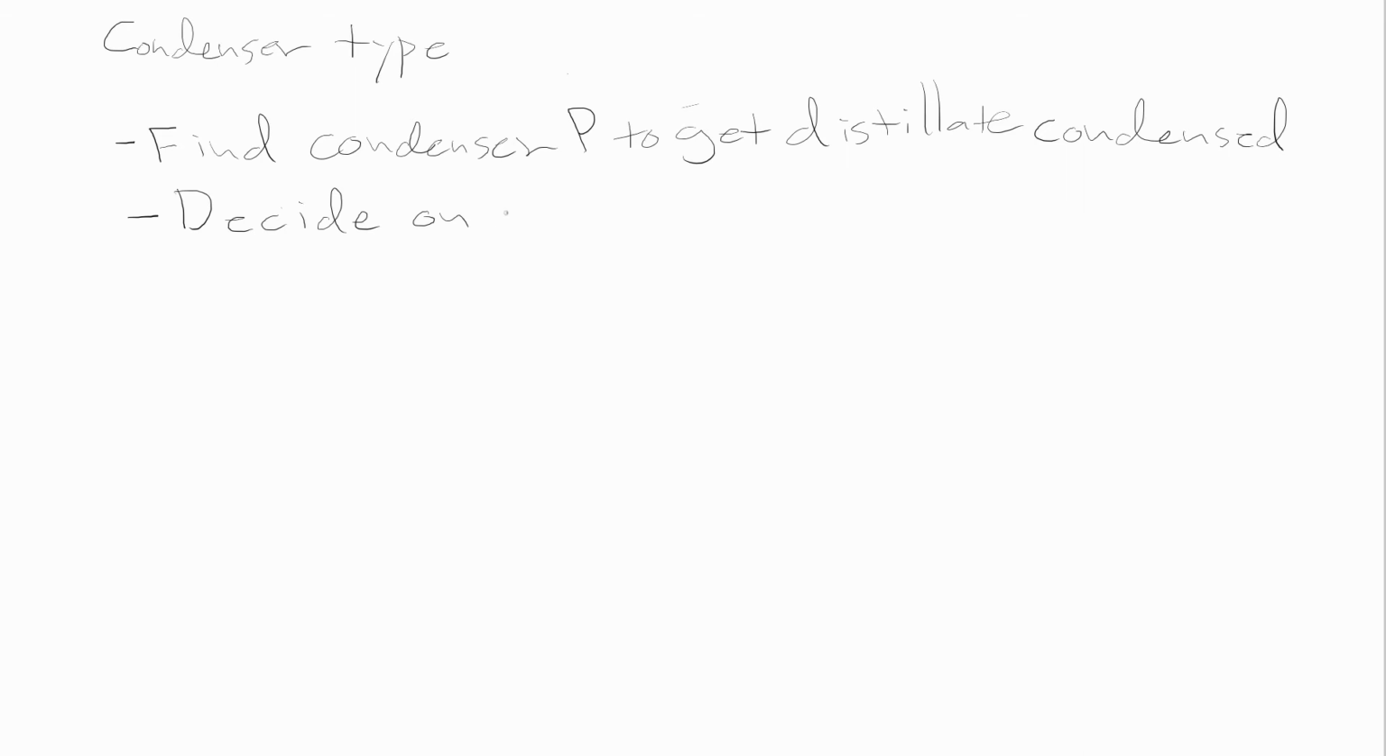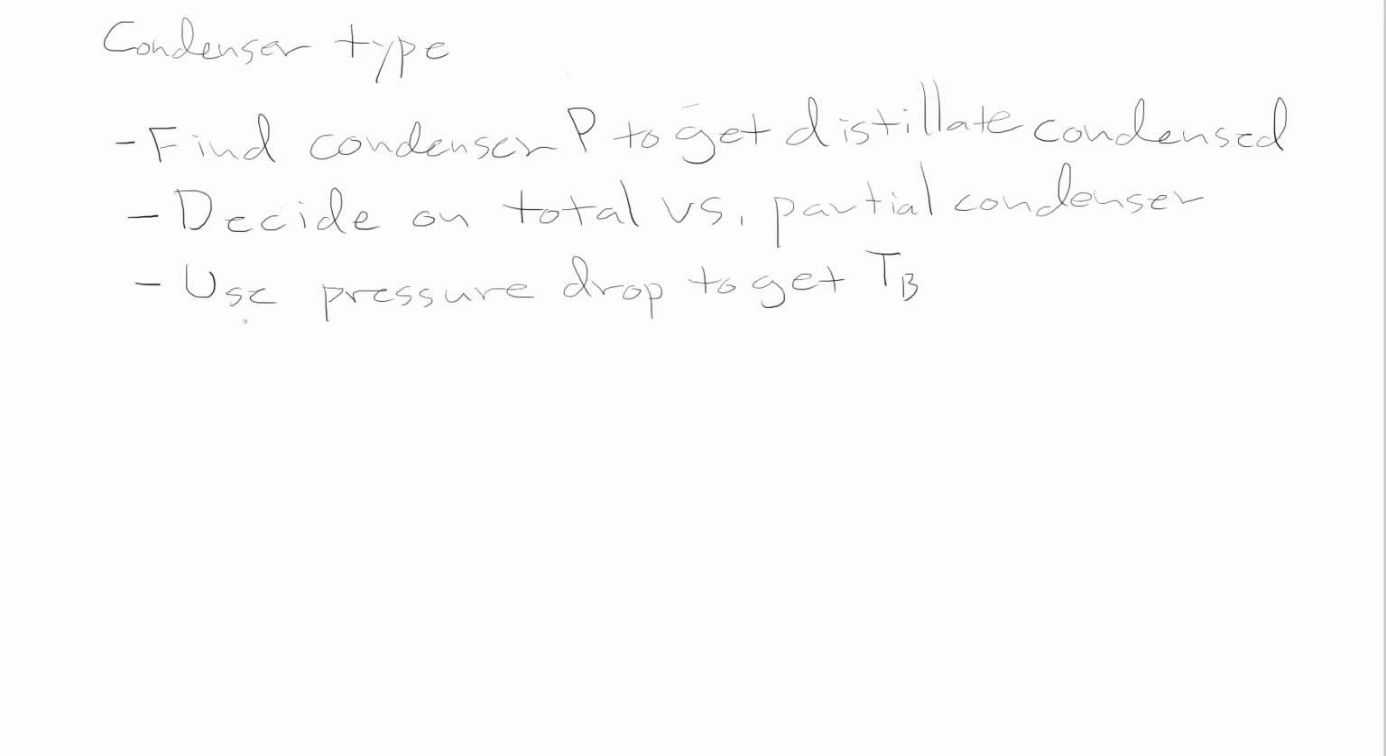If the pressure is low enough, we use a total condenser. If we need a higher pressure than our system can tolerate, then we're going to need to use a partial condenser at a lower pressure. Once we know the pressure at the condenser, we can use the column pressure drop to figure out the necessary temperature at the reboiler in order to produce a boil-up vapor.